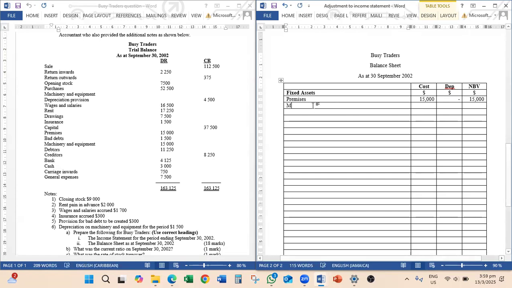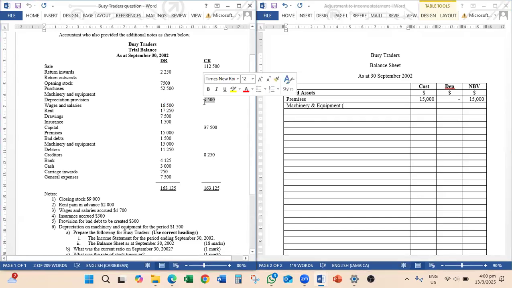So let's look at machinery now. Machinery and equipment, and you will see what I'm talking about. The accumulated depreciation is what? 4,500. See it here? You have to add it. So 4,500.